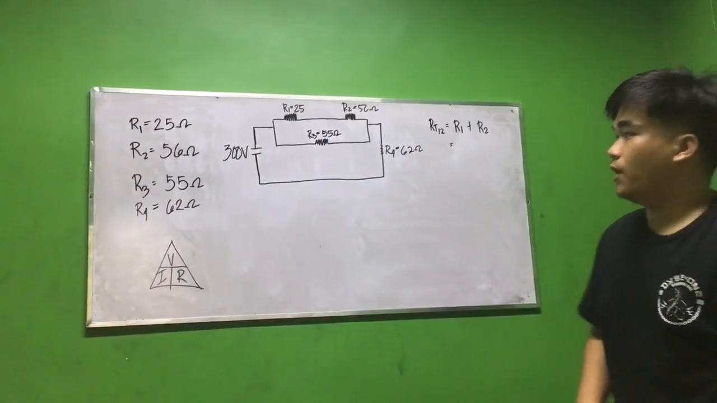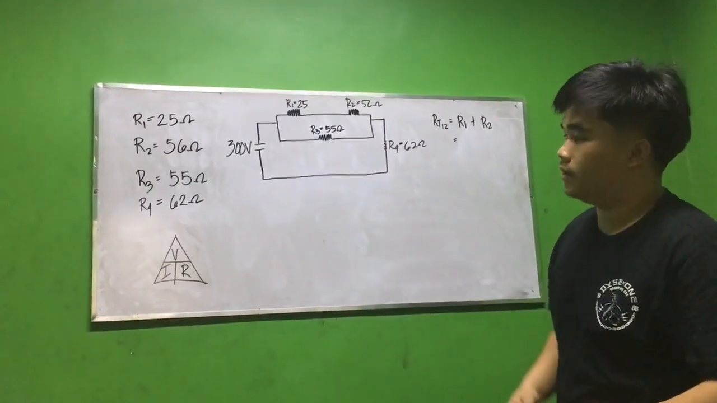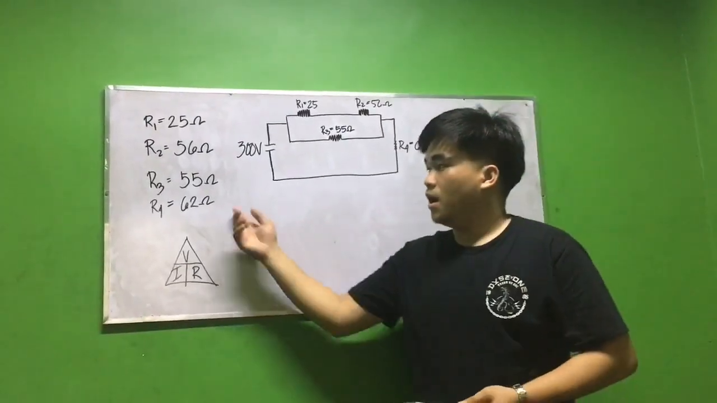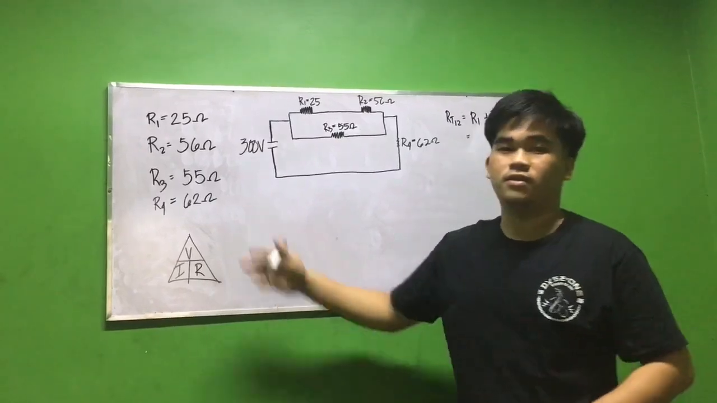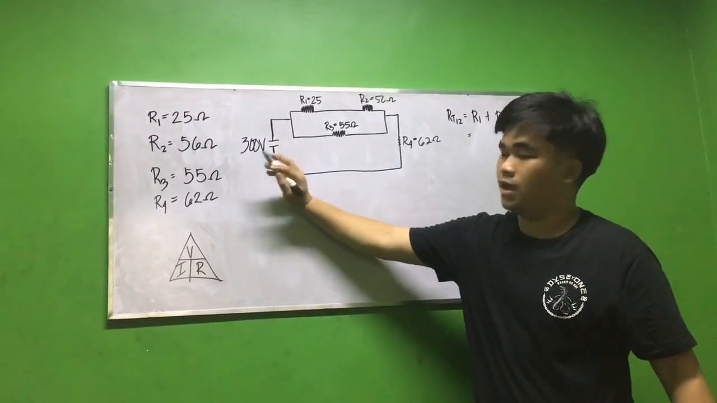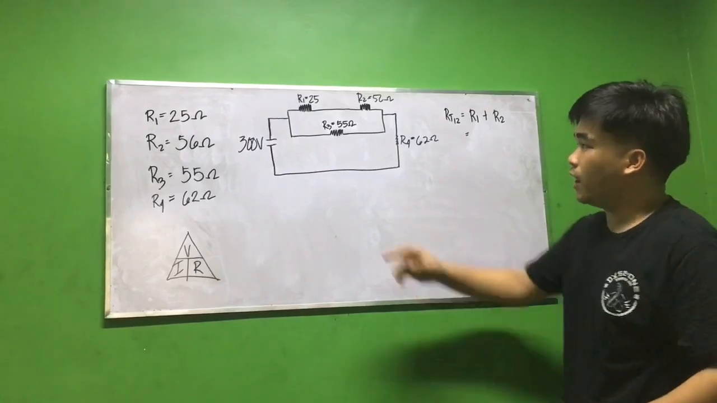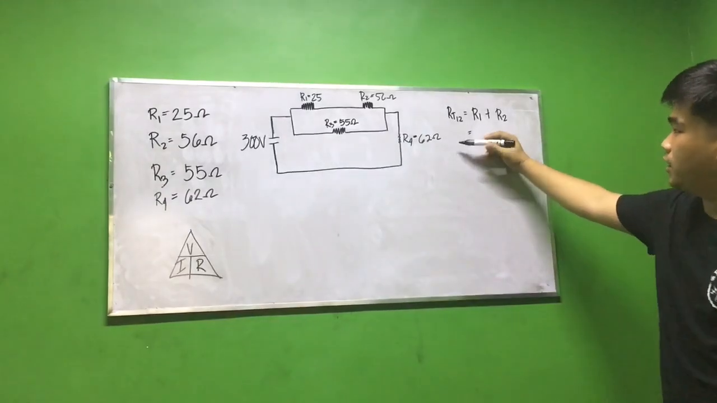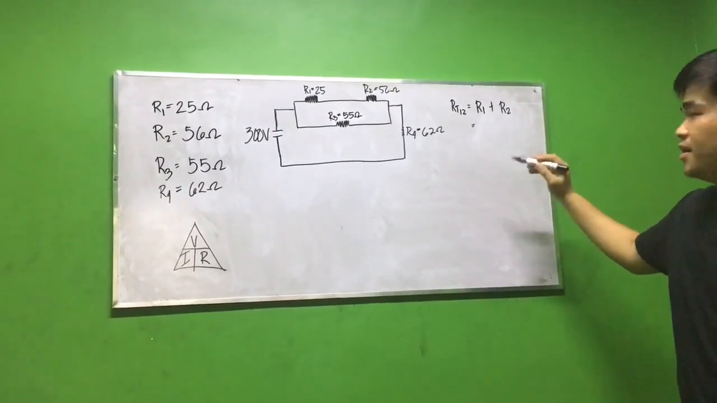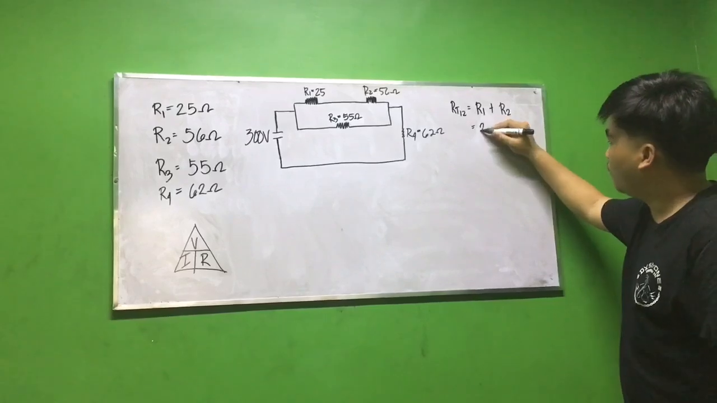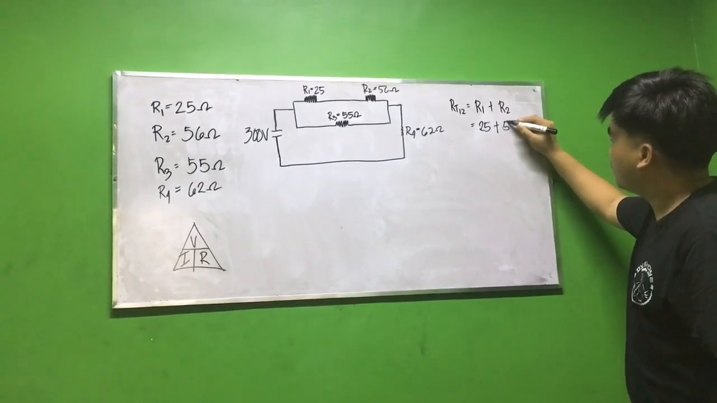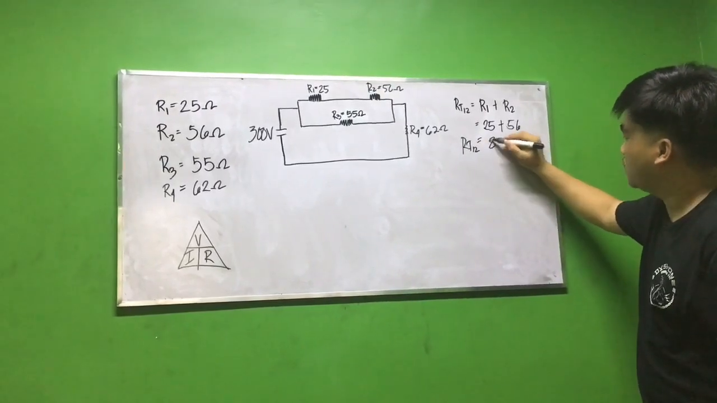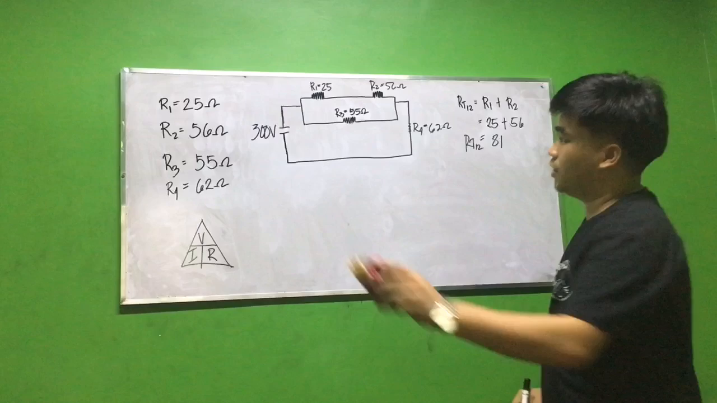Third, our next problem: we have this diagram and we have the given R1 25 ohms, R2 equals 56 ohms, R3 equals 55 ohms, and R4 equals 62 ohms. We have the given 300 volts. First we have to calculate R1 and R2, the series circuit. We have this formula: RT12 equals R1 plus R2. So substitute 25 plus 56 ohms, which equals R total 12 is 81. Next we have to change this diagram.